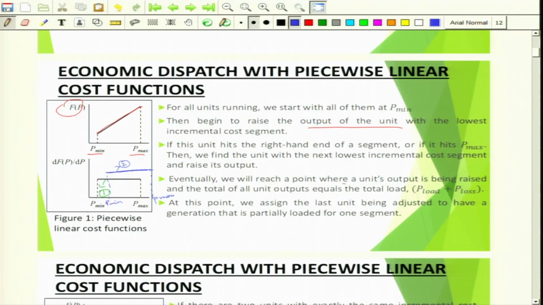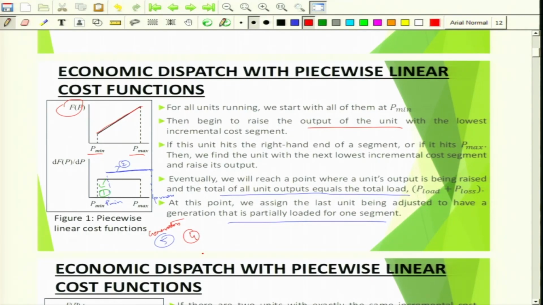Eventually we will reach a point where a unit's output is being raised and the total of all units' power output should be equal to the load demand. At this point we assign the last unit being adjusted to have a generation that is partially loaded for one segment. Let us say you have 5 generators in total, and with the help of 4 generators you are able to obtain a certain generation, but still you have not met the total demand. Now you have only the last generator which is left out.